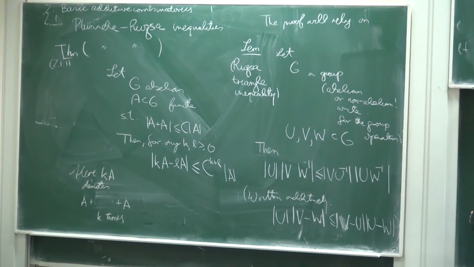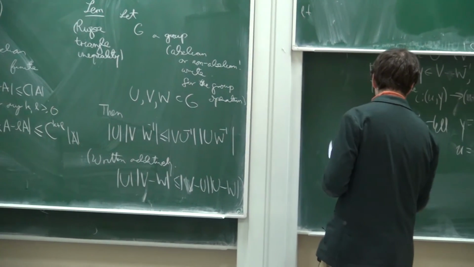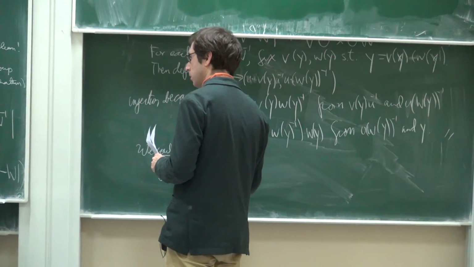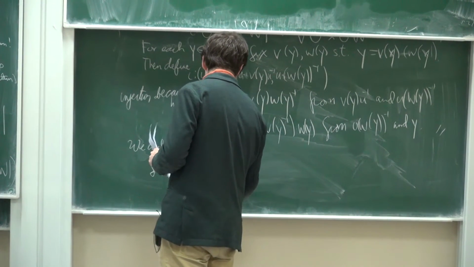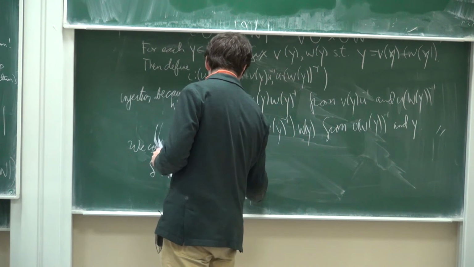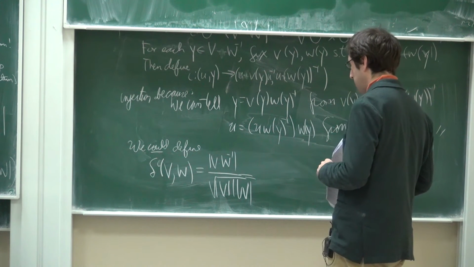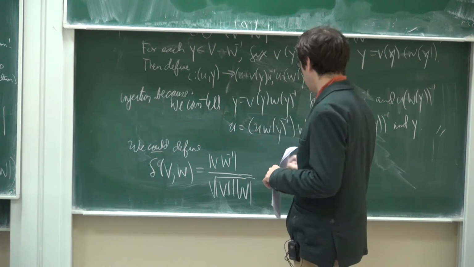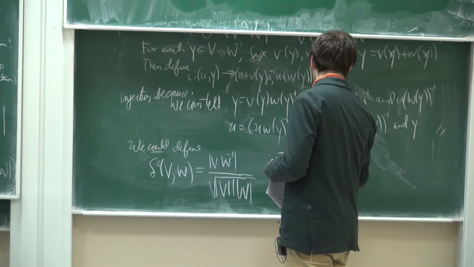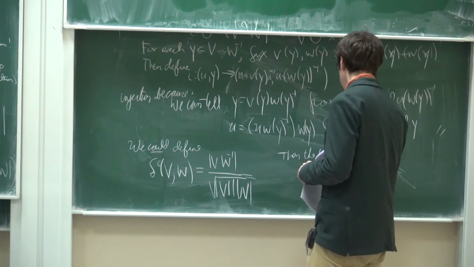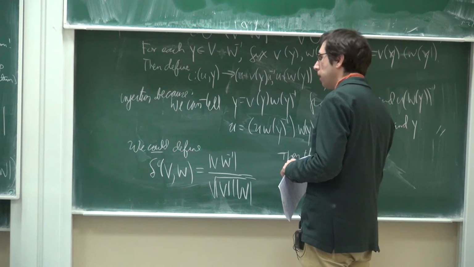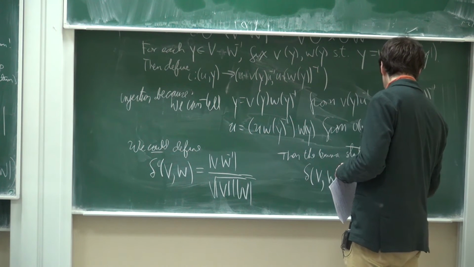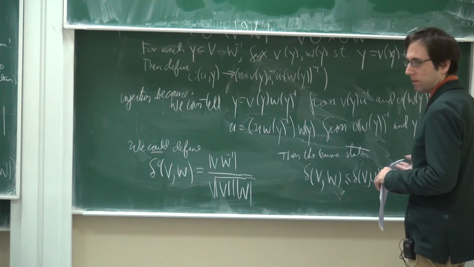So we could define this, and then if we define this, the lemma states that, you can just rewrite it like this: delta of VW is more than or equal to delta of VU plus delta of UW. So, a triangle inequality.